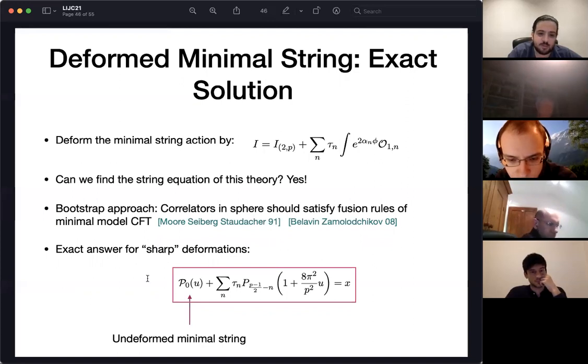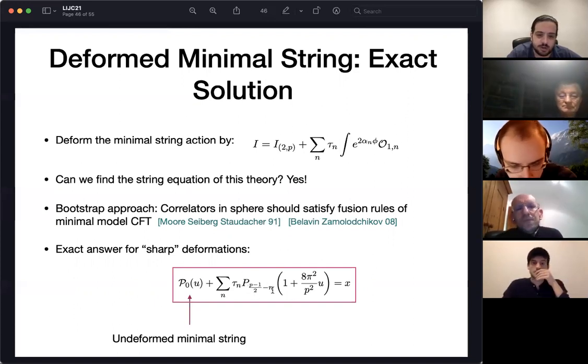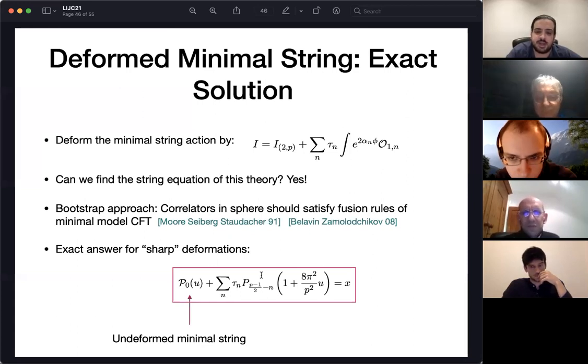And the answer is that the string equation of JT with defects when n is large enough is very simple. You take the undeformed one, the minimal string one, and then you add something linear in the couplings, and these are Legendre polynomials, where the order depends on the minimal model label. So, I'm not explaining all of it, but there is an exact answer for the minimal model dual to this theory, and it's surprising that this is exactly linear in tau.